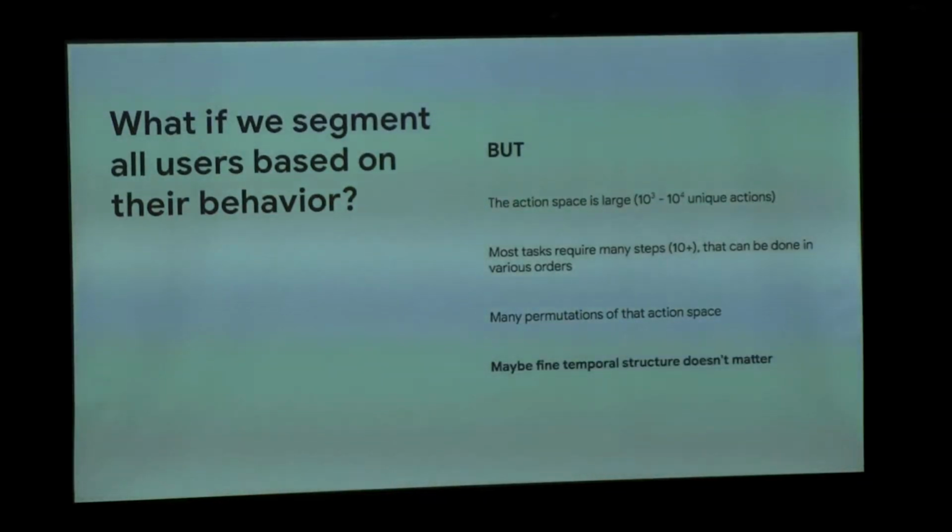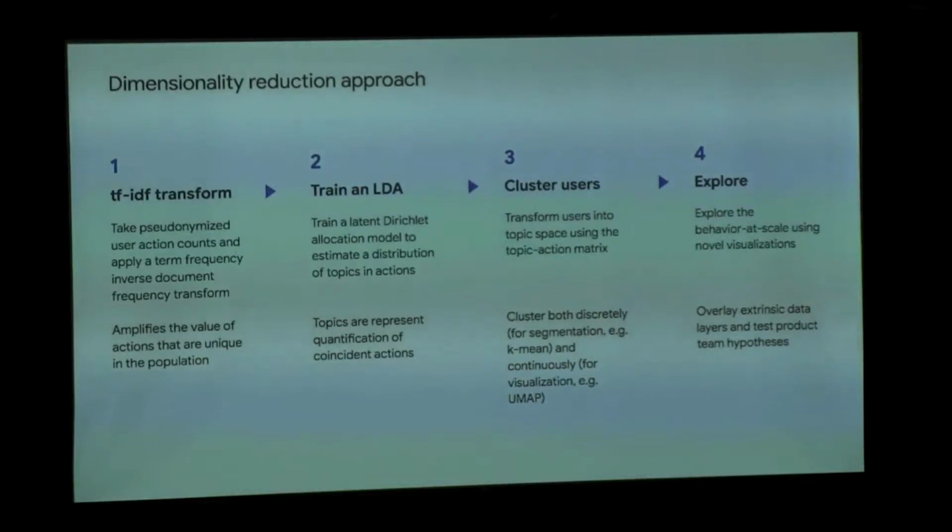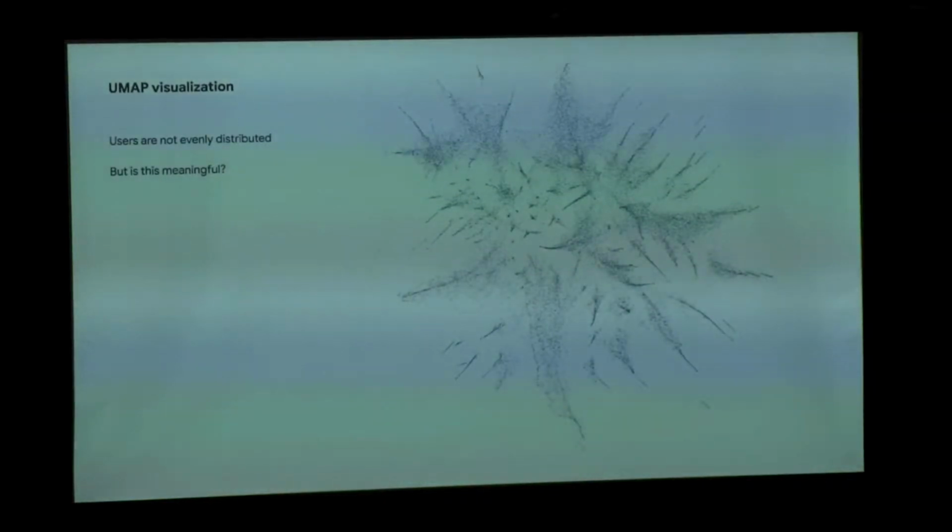And so one thing that we've done is, okay, maybe the fine temporal structure doesn't matter. It just matters kind of how much somebody does something and not the temporal structure. And I don't have time to go into the methods, but we're basically using a topic modeling approach. We've tried a couple different approaches. Now we're using a topic modeling approach for dimensionality reduction. And then doing some discrete clustering using various standard clustering techniques, and then also some visualization-focused further dimensionality reduction to explore this. And so here's kind of what we end up with. This is a continuous clustering algorithm, UMAP.